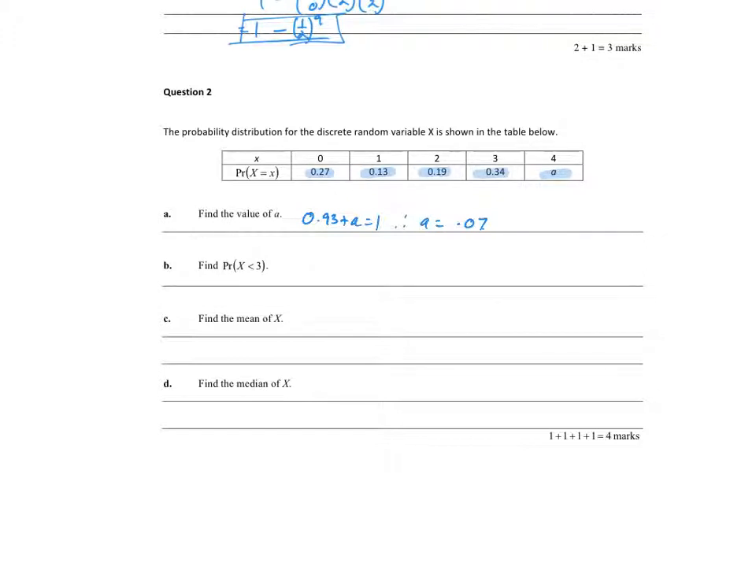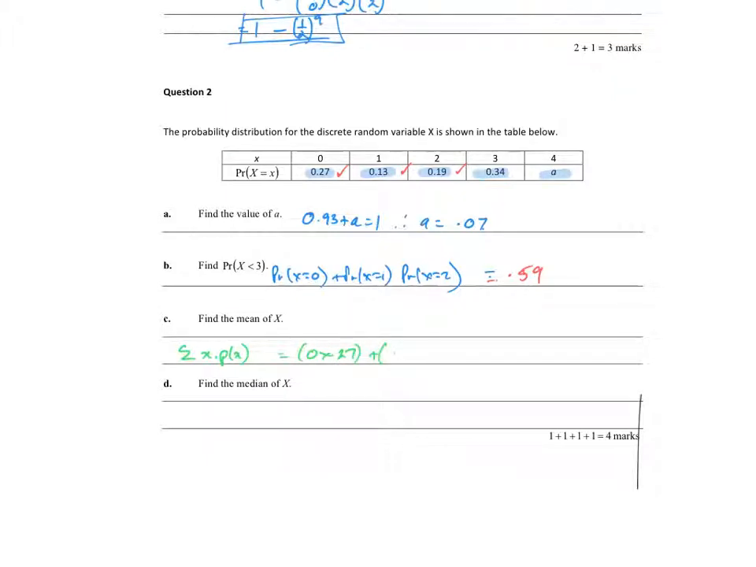Probability that x is less than 3. So that's the probability that x is equal to 0, probability x is equal to 1, probability x is equal to 2. Now for 1 mark, we really just need the answers. So what we're saying is it's going to be that one, that one, that one, which is 0.59.